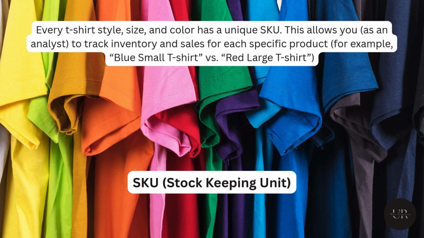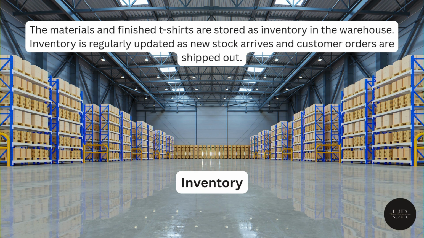Every t-shirt style, size and color has a unique SKU. Okay, so this allows you as an analyst to track inventory and sales for each specific product. For example, there would be a blue small t-shirt versus a red large t-shirt. So each different kind of t-shirt will have a separate SKU number assigned to it. Okay, so that is nothing but the stock keeping unit, SKU as we call it.